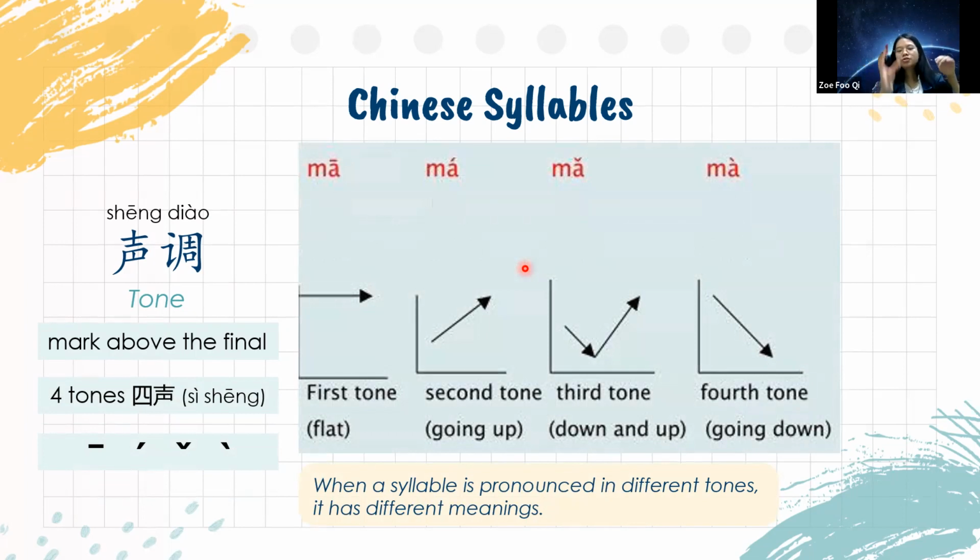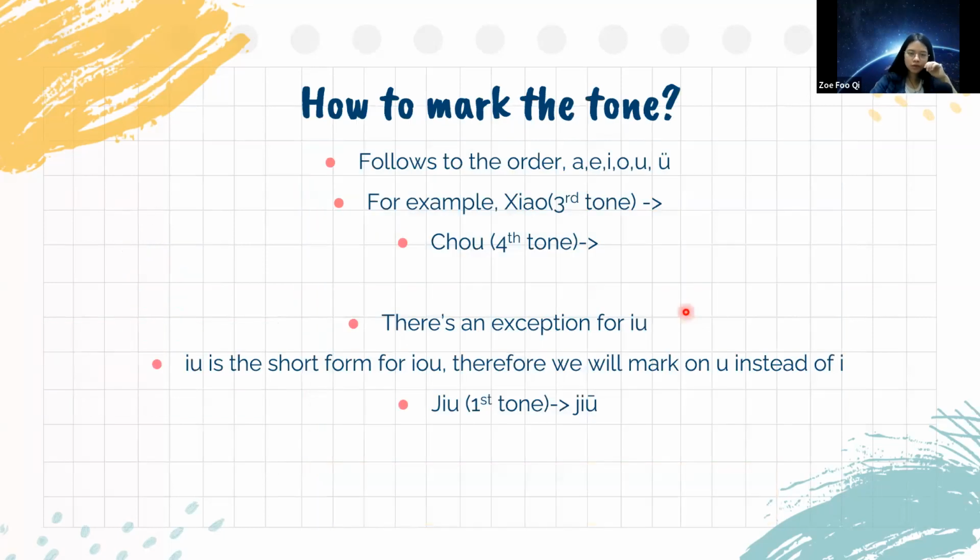Let's try out this one again. The first tone is high and flat. So it will be ma, and then this one is going up, so your voice also goes up, from the middle to the top. And then this one is the third: you go down and then you go up. Ma. And then this one is ma, the fourth tone over here. And then this is how we are going to mark the tone.